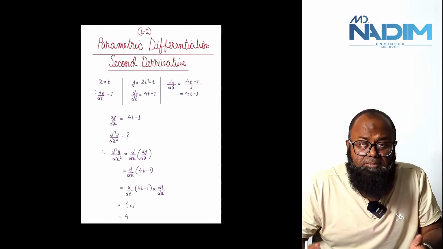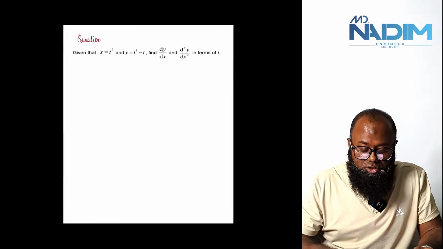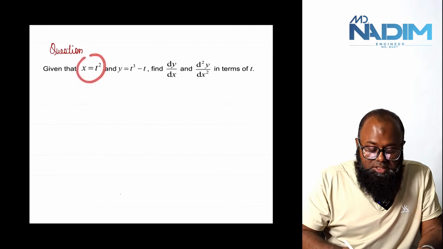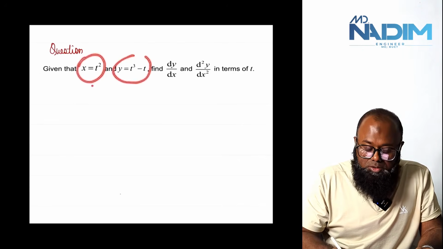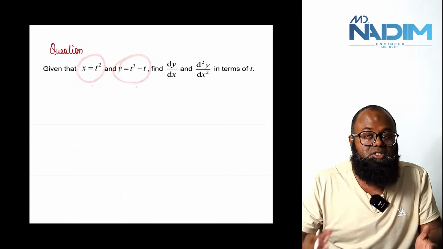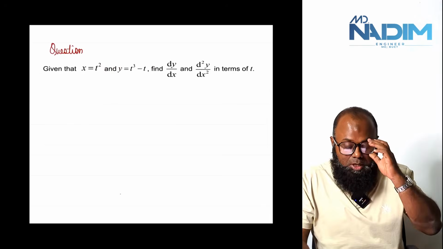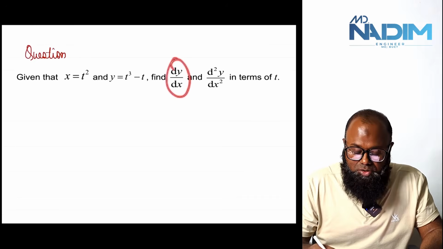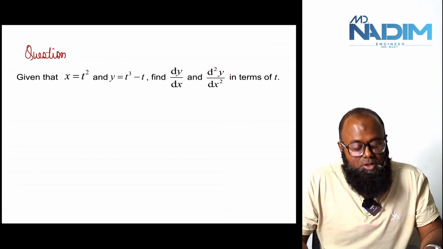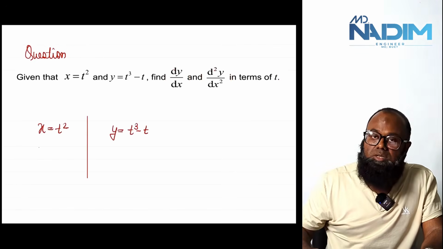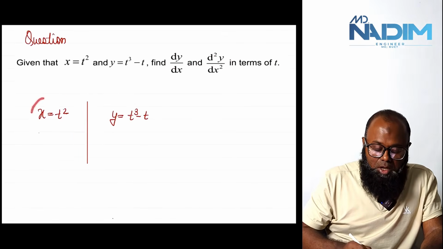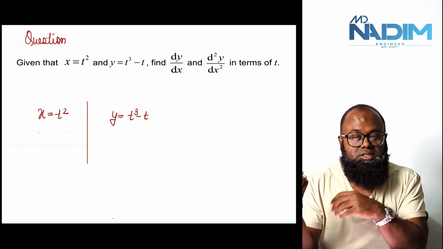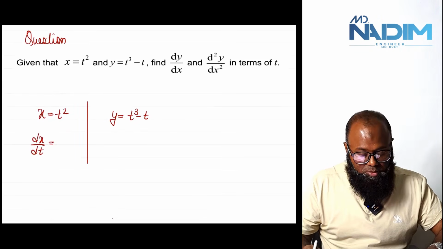This was very simple stuff. I will try to explain this sum: x is equal to t squared and y is equal to t cubed minus t. Again, this is a parametrically defined equation. Now, you are asked to find the first derivative and the second derivative in terms of t. I need to find the first derivative first, that means dy by dx. So, dx by dt would be 2t.